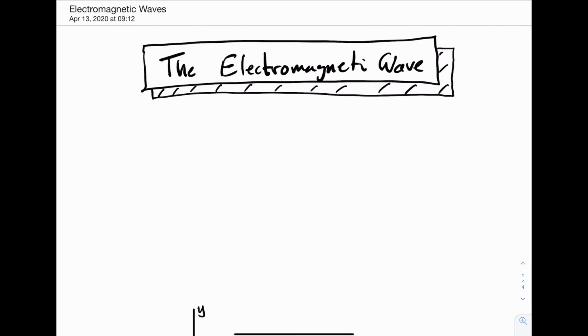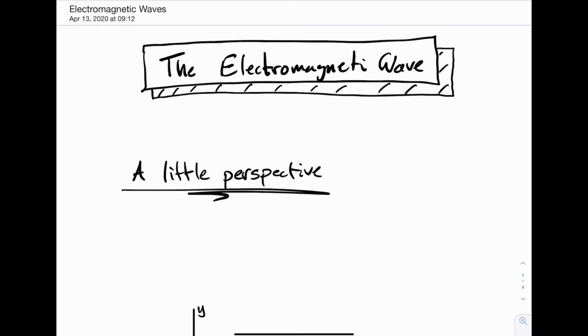So the electromagnetic wave, I'm going to break into 3 lecture segments in a sense. Our first gives us a little perspective. And so the end goal of this is to have a diagrammatic representation of an electromagnetic wave. So we're going to look at a little perspective first. Now I've drawn some of the pictures for this lecture in advance just to save us some time.